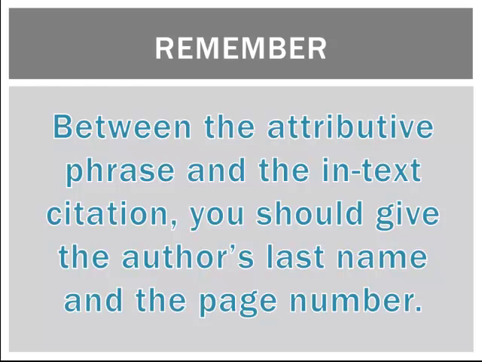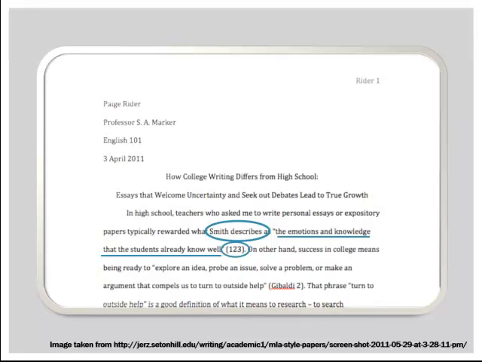So remember that between the attributive phrase and the in-text citation, at least in MLA, APA is a little bit different, so you want to be sure you understand your style guide. But in MLA, you need to give the author's last name and the page number. If you've given all this information in the attributive phrase, you don't need an in-text citation. Or if you've given all this information in the in-text citation, you don't necessarily need an attributive phrase. So keep that in mind.